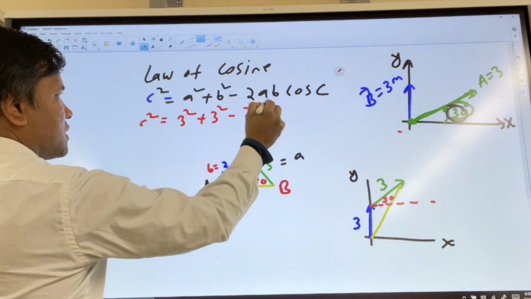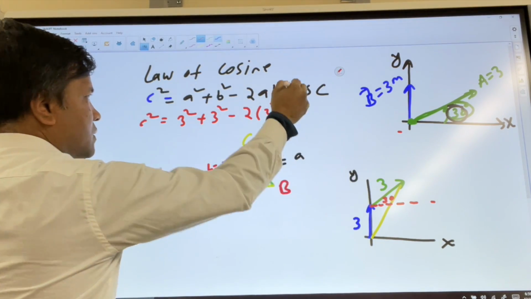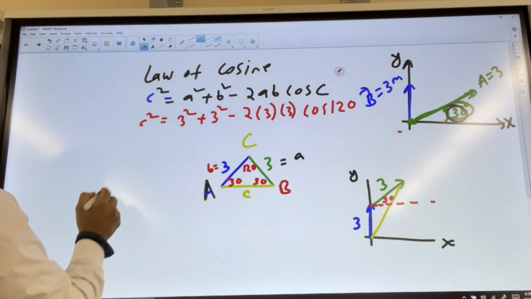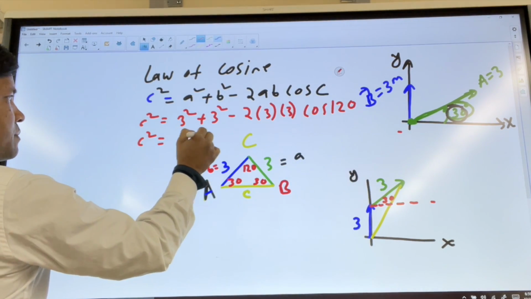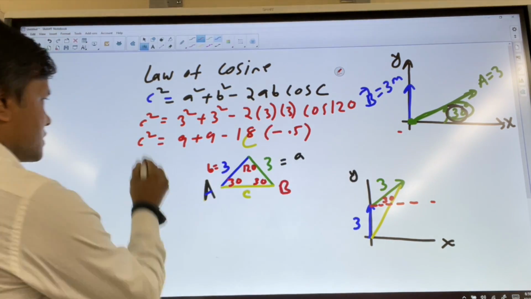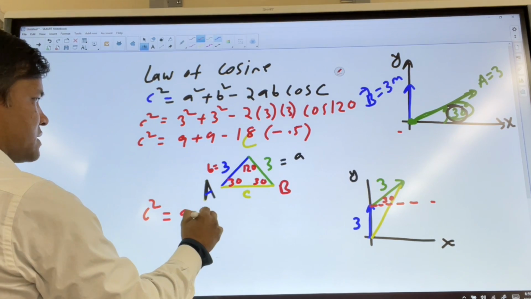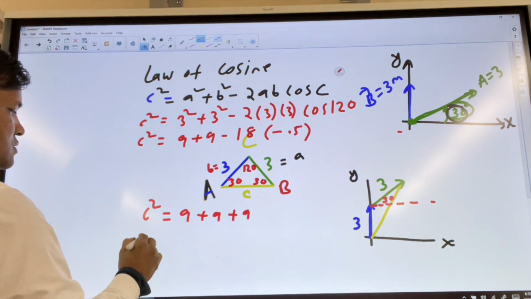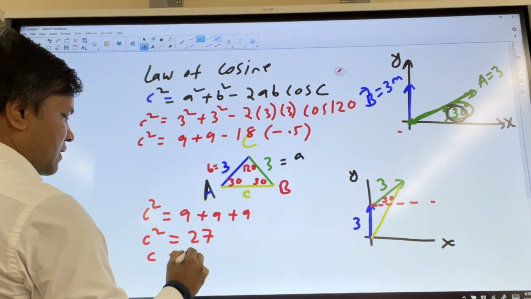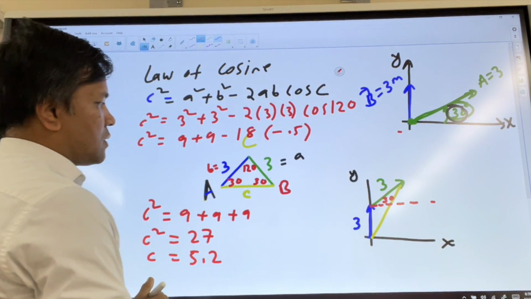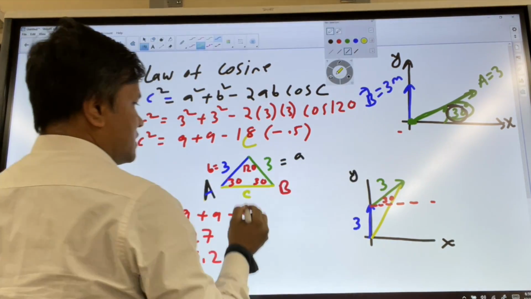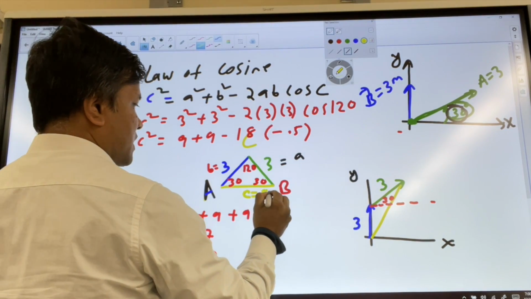minus 2 times 3 times 3 times cosine 120. All right, so c squared is 9 plus 9 plus 9, so c squared is equal to 27, so c is 5.2. Now we finally found c, which is the yellow one, so c is 5.2.